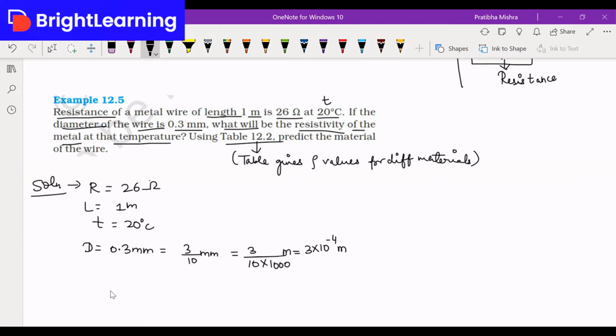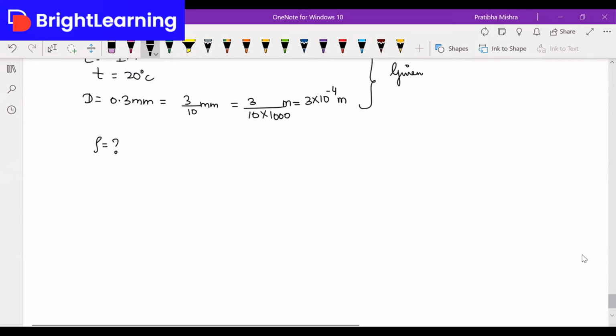You need to find out resistivity. How will you find this? Which formula will you use? These are the given conditions or the given information to you. How will you find it out is my question. You have a formula with you. The formula is R is equal to rho L by A.